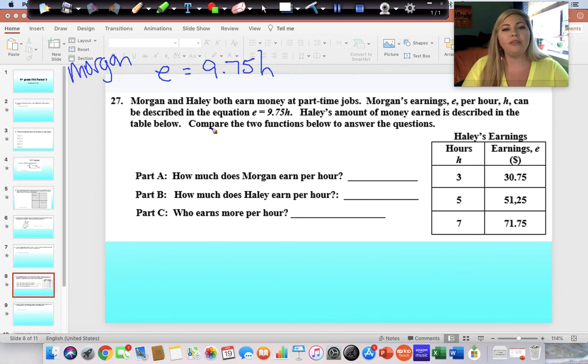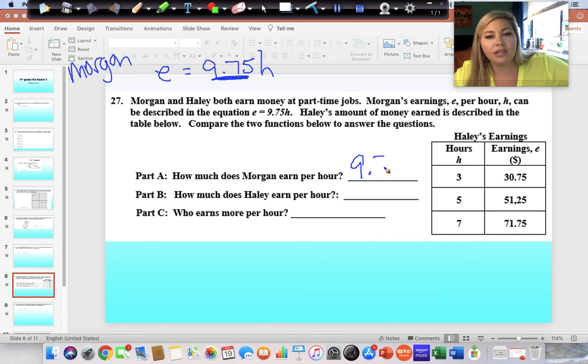We want to compare these two functions to answer the question. So how much does Morgan earn per hour? Well, that amount is right in front of the H, which is that 9.75, so $9.75 per hour. We want to know how much Haley earns per hour. So what we need to do here is divide our y's by our x's. So find the distance between your y's and then divide that by the amount of change in your x's.